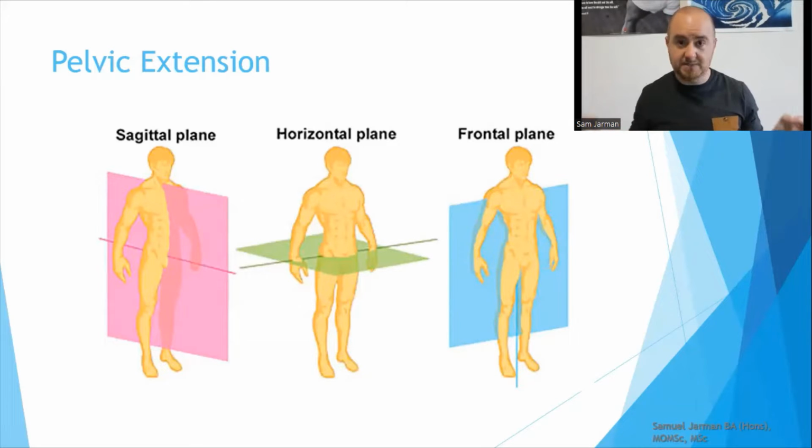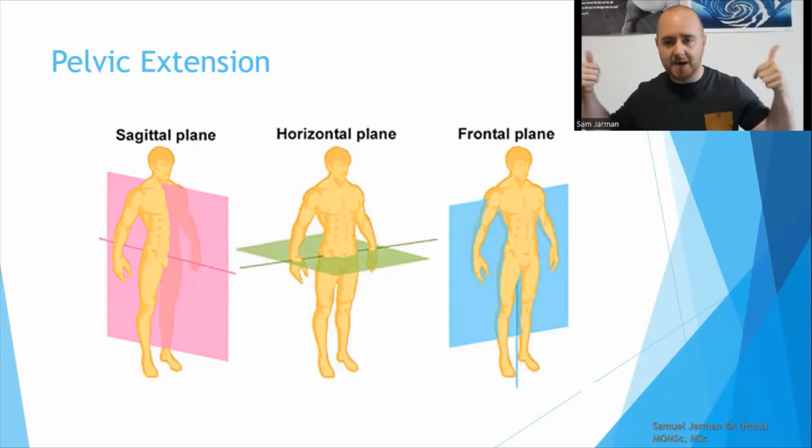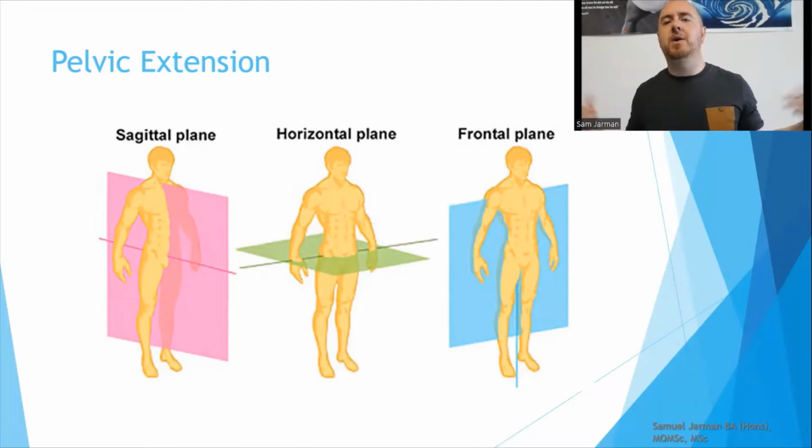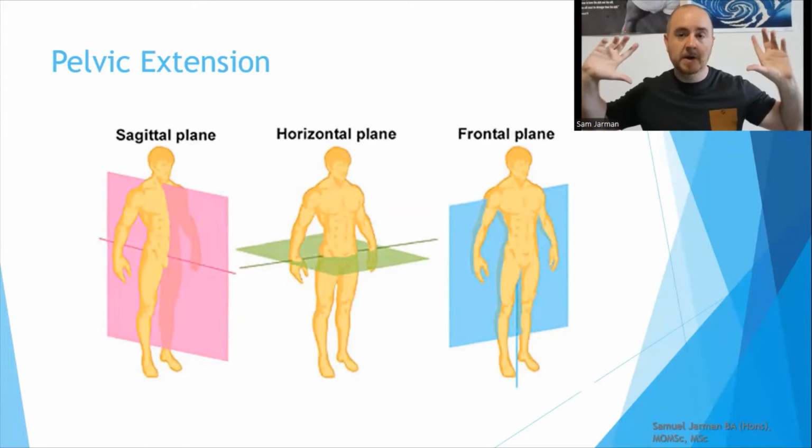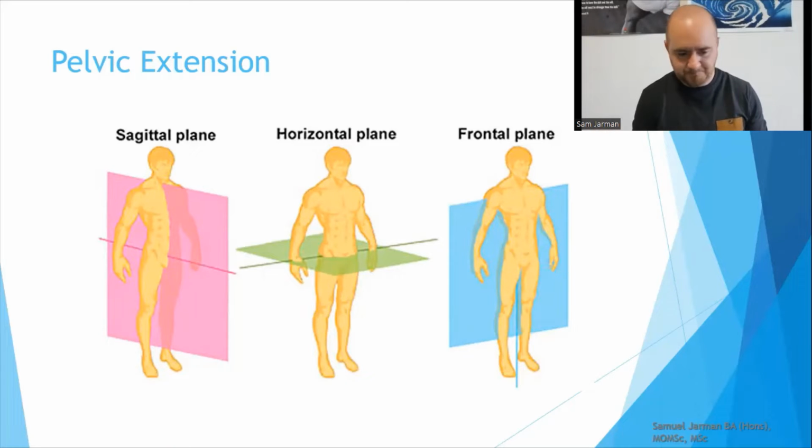So in this case, pelvic extension is the approximation of the posterior aspect of the pelvis to the posterior lumbar region. So it's basically the back going to the back. It would look like backward bending from above, or if you somehow kept the torso somewhat still, the pelvis would rotate upwards or approximate to the lumbar region.